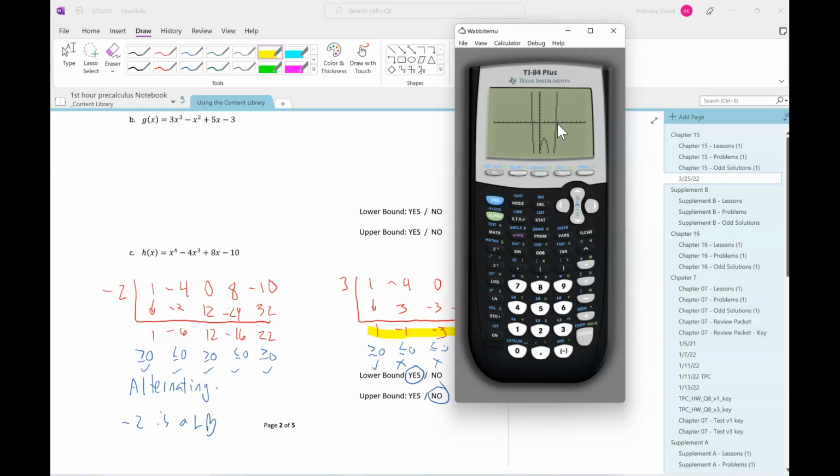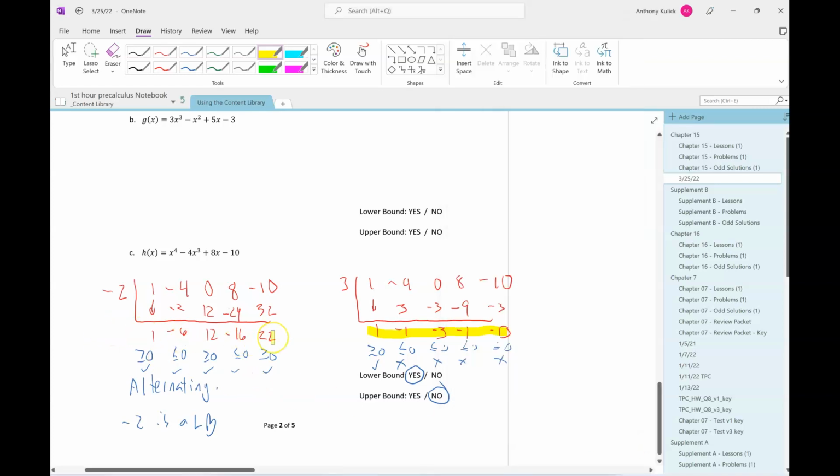So for this problem, when you're looking at 1, -6, 12, -16, 22, like those numbers, those are in relation to -2, right? So this is about whether -2 is a lower bound. Yeah. So all I'm doing is checking to see, is this non-negative? Is the next one non-positive? And then I want non-negative. I just want them to alternate between them. Okay. That's all I'm looking for.